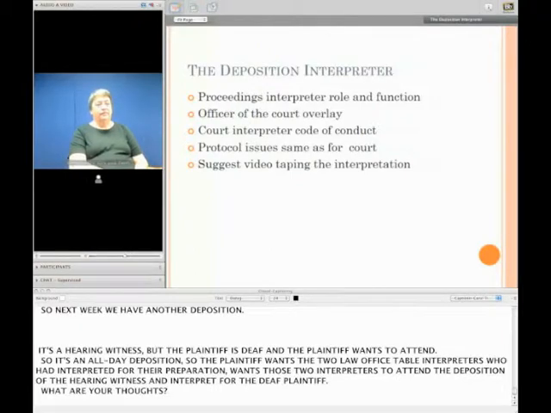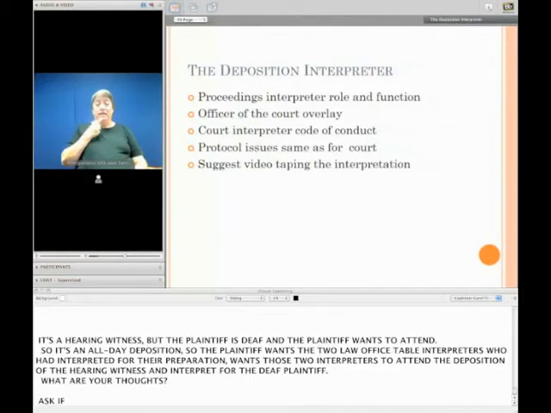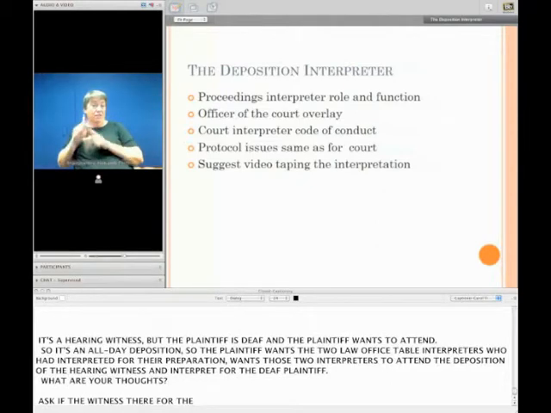Catherine asks, is the witness there for the deaf person's side of the case? No, it's the other side.